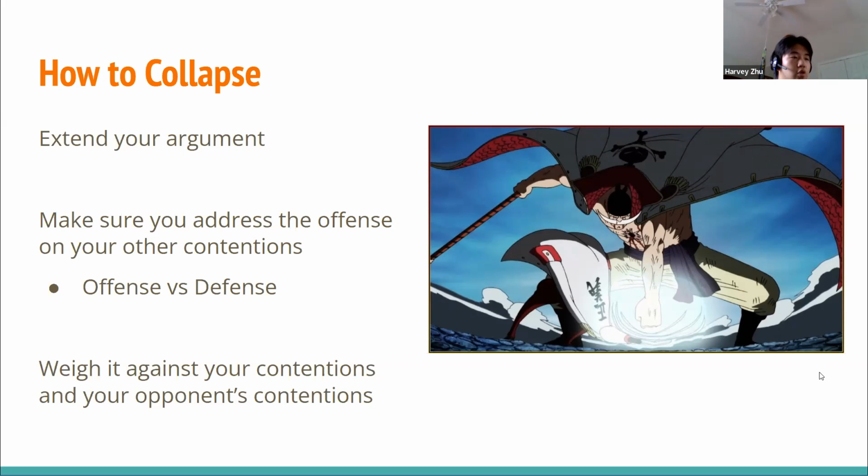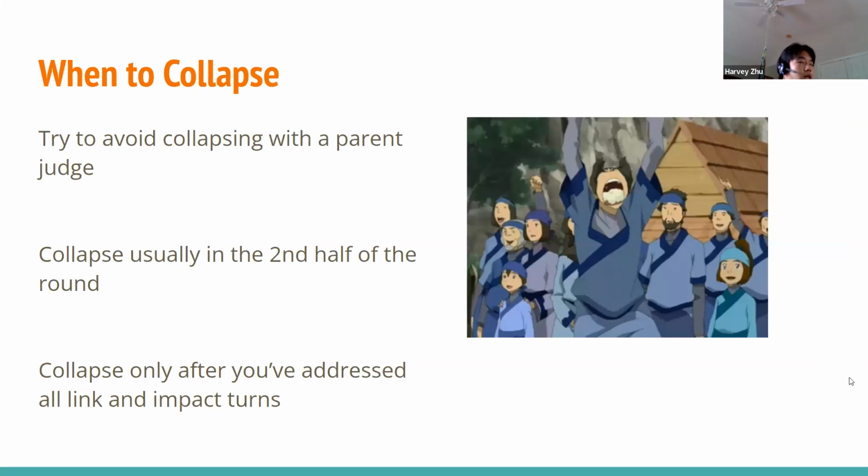And basically through this, you can make it so that even if you do lose your argument, you lose your other arguments, your extensions and your weighing can come in handy and basically cover all your outs that you maybe missed. And last is when to collapse.